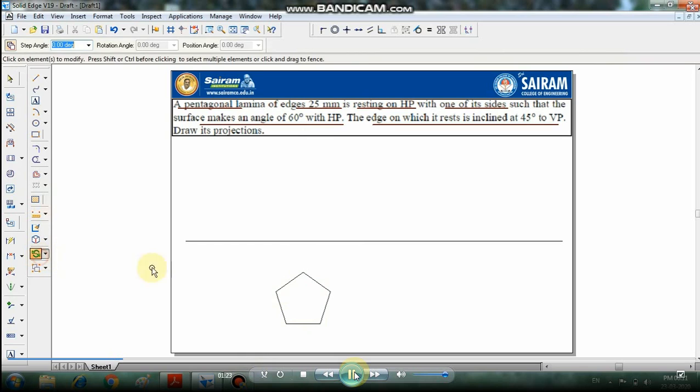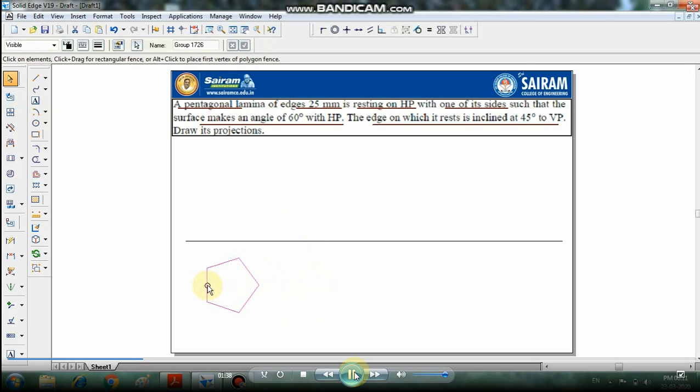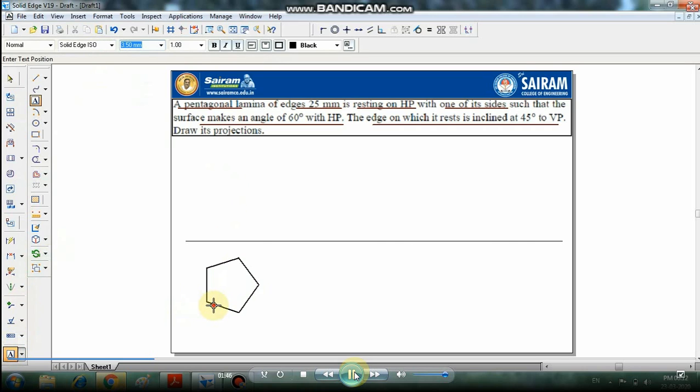The problem given is that it is resting on HP with one of its sides. So select one side and we have to keep it in a vertical manner. Rotate and remove, that is, delete the old one. Move this pentagon, keeping one of its sides on HP. Now we have to select the thickness 0.5 mm and mention the names for each corner as A, B, C, D, E.